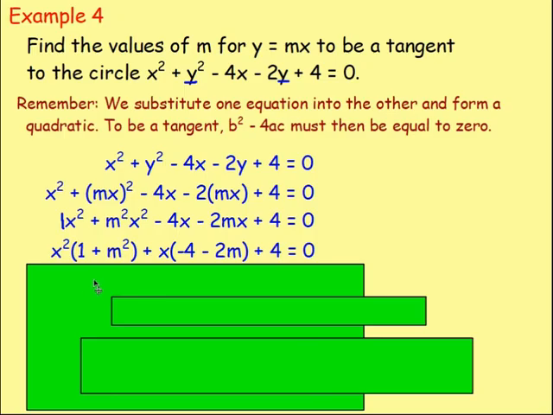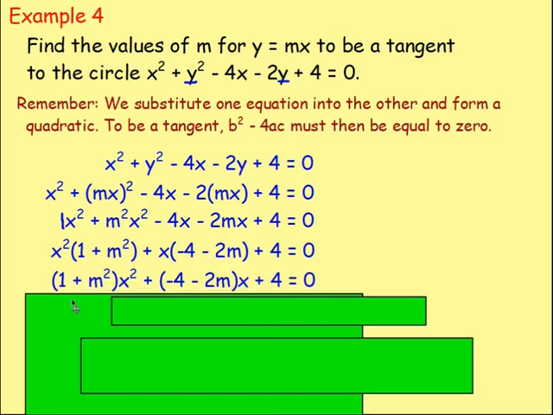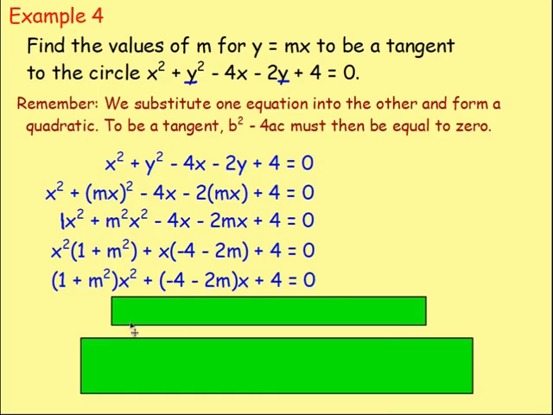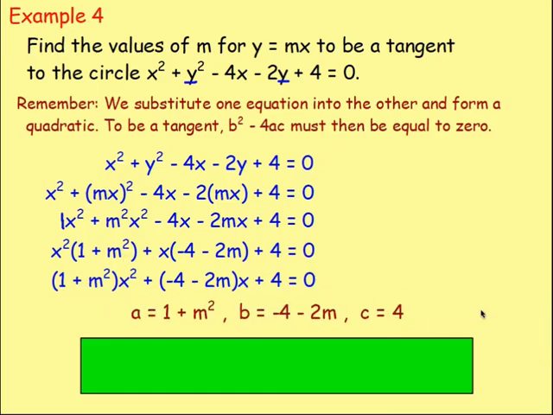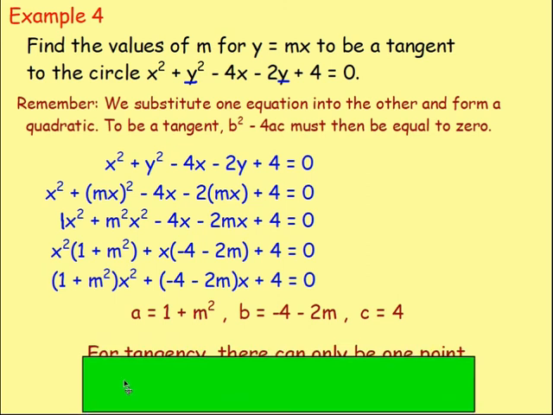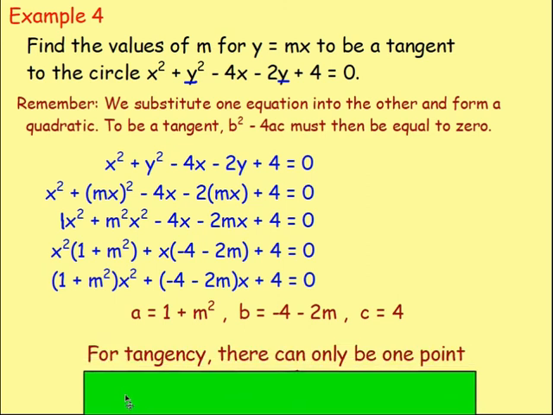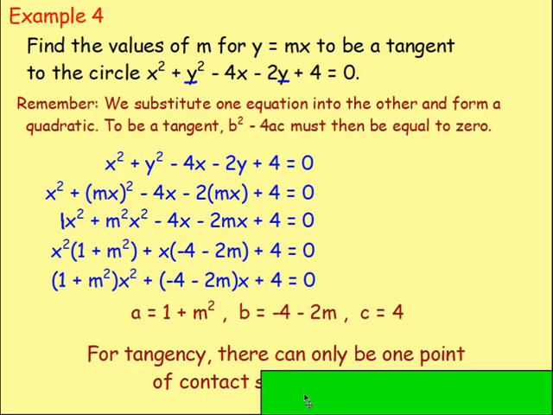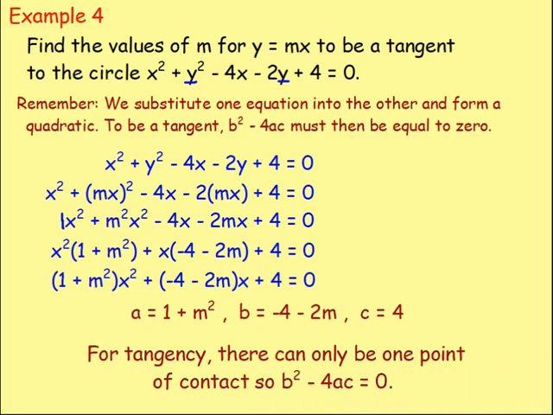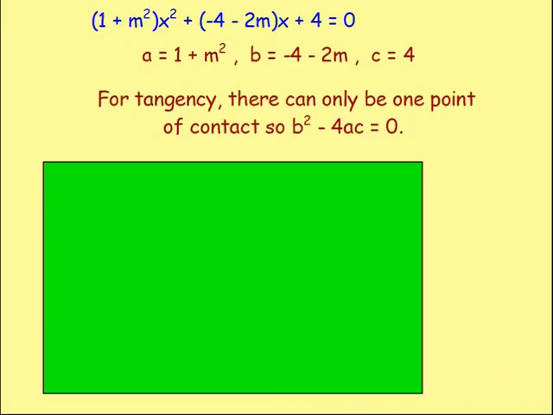So we've now got it in the form we're wanting, ax squared plus bx plus c equals 0. So just rearrange it slightly. So we've got our ax squared plus bx plus c equals 0, and then we've got the values of a, b, and c. It's the coefficients of x squared, x, and the number that's on its own. Now from there, just remember that for tangency, in order to be a tangent, there can only be one point of contact, so b squared minus 4ac must be equal to 0.